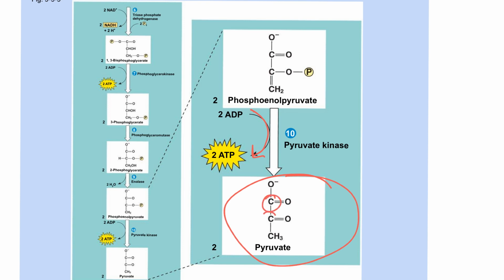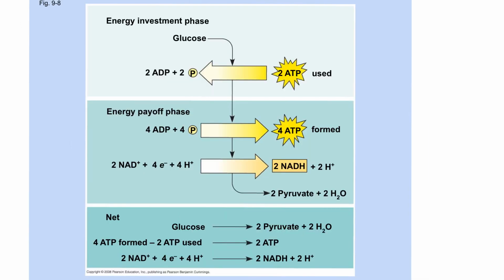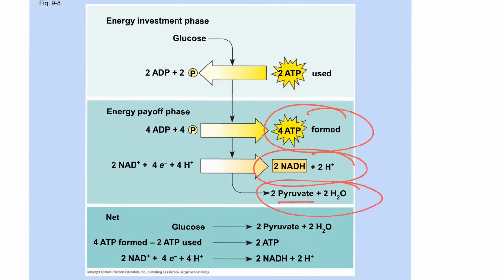Pyruvate has 1, 2, 3 carbons, all right? And so this is done. I'm done with glycolysis now. What has been the result of all my hard work? I made 4 ATPs, I made 2 NADHs, and I made 2 pyruvates, all right? And that's really important.